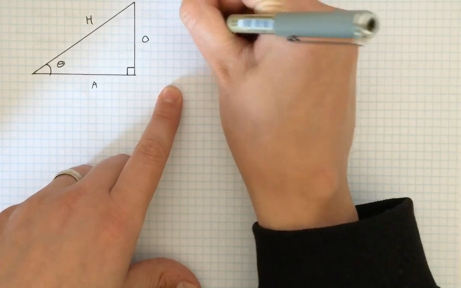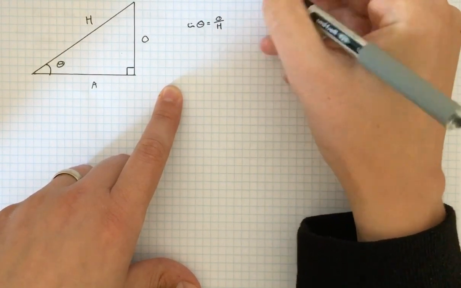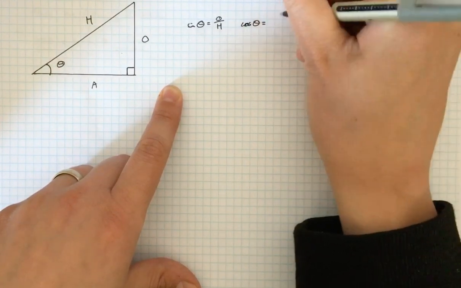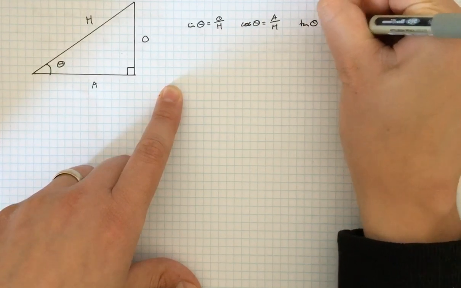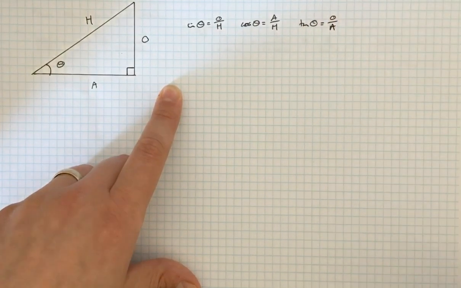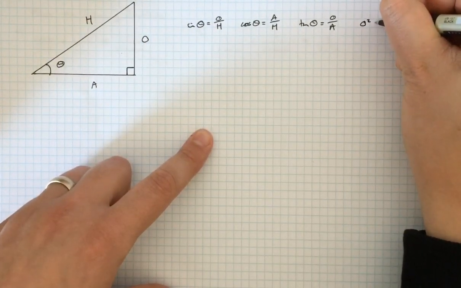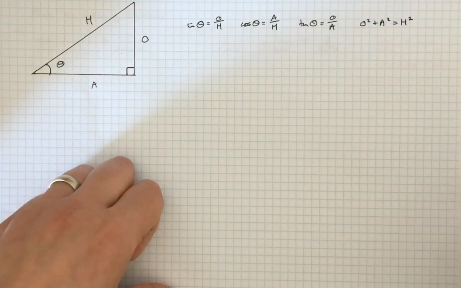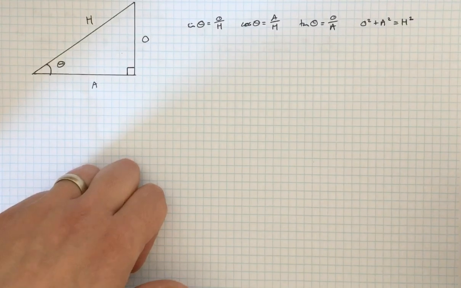So I know that sine theta is the opposite over hypotenuse. I know that cosine of theta is the adjacent over the hypotenuse, and then I know that tan theta is the opposite over the adjacent. I also know from Pythagoras' theorem that O squared plus A squared equals H squared. So all I've done is start off with a right angle triangle and then write down a few basic facts that I'd expect a GCSE student to be able to do.